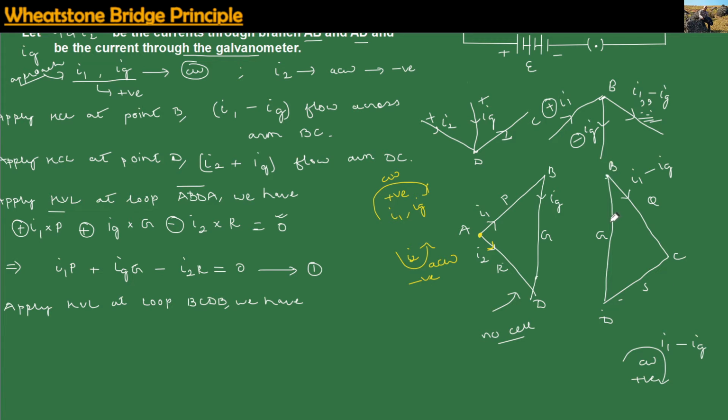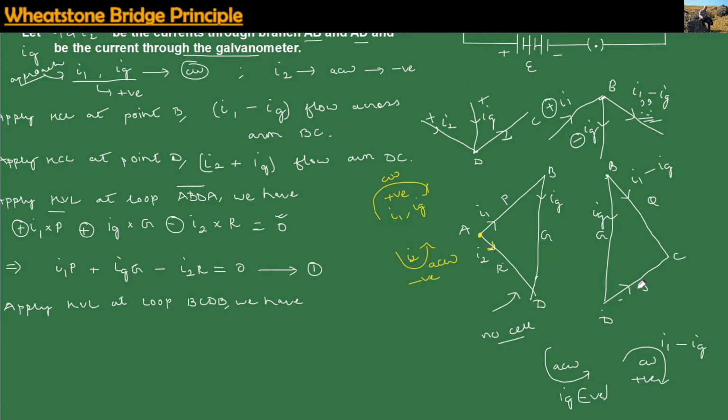Now with respect to point B, look at what the sign convention for IG is. The sign convention for IG will be anti-clockwise in nature, so that current IG will be negative in nature.